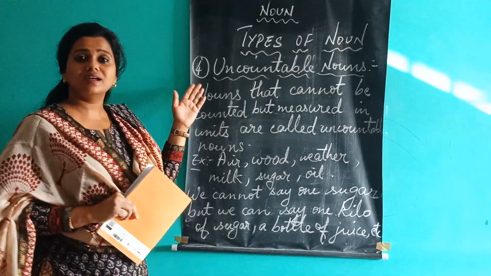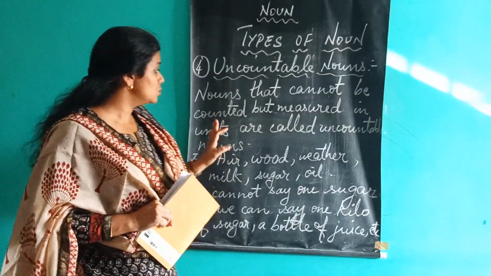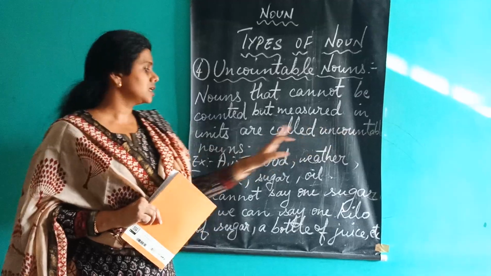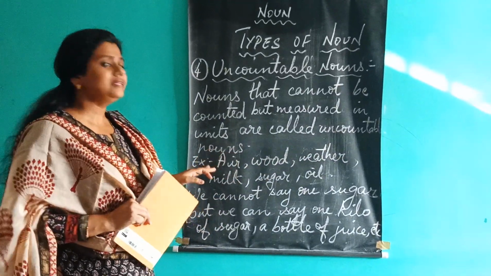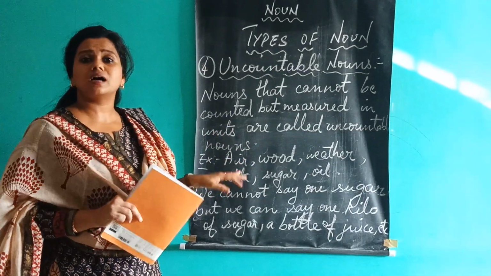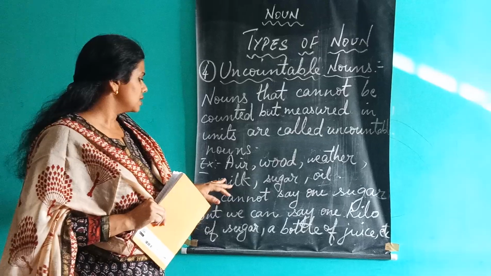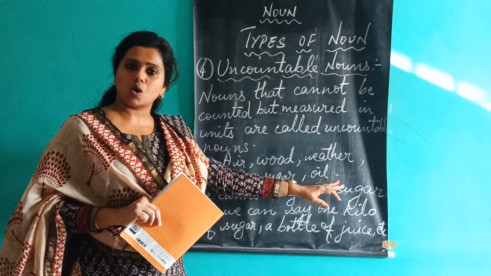Now, fourth one, uncountable nouns. Nouns that cannot be counted but measured in units are called uncountable nouns. Many things we cannot count but we can measure it. Okay, such things come under uncountable nouns, such as air, wood, weather, milk, sugar, oil.